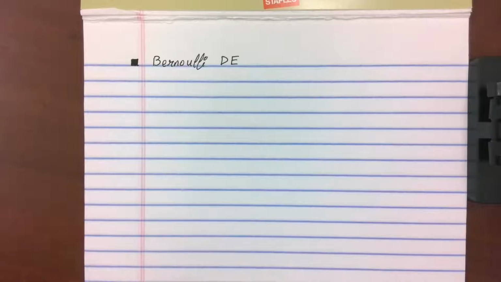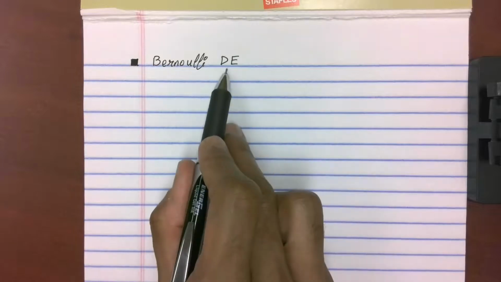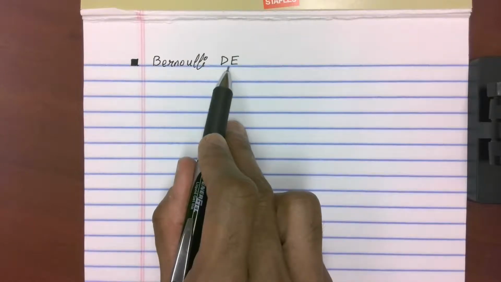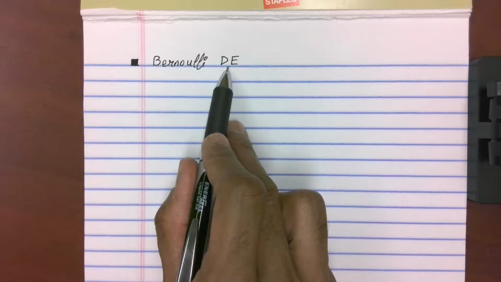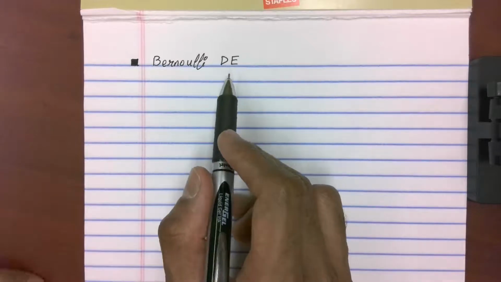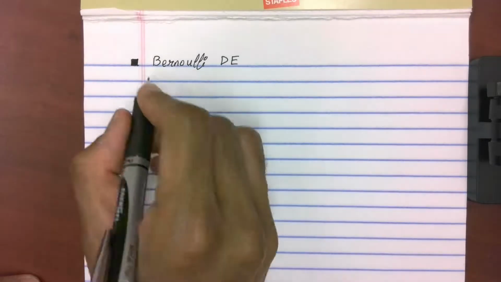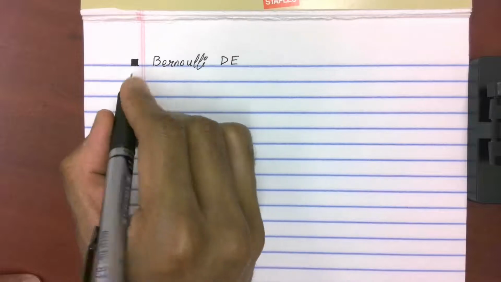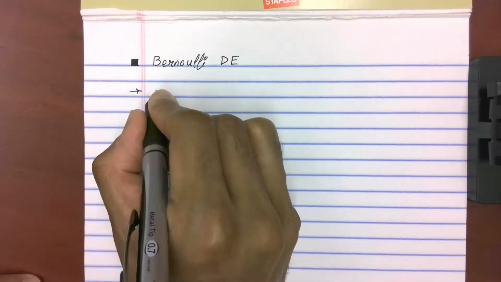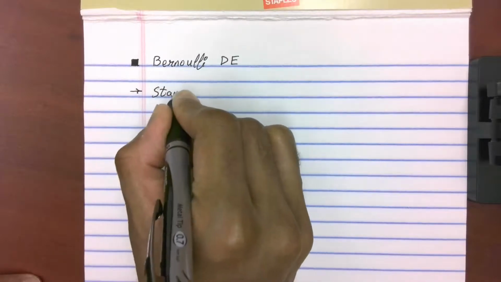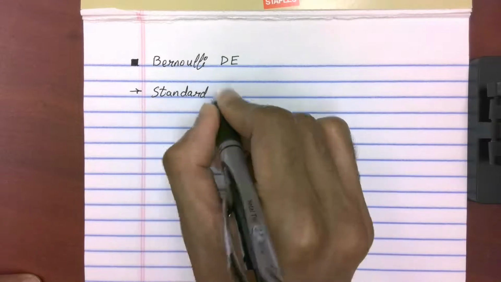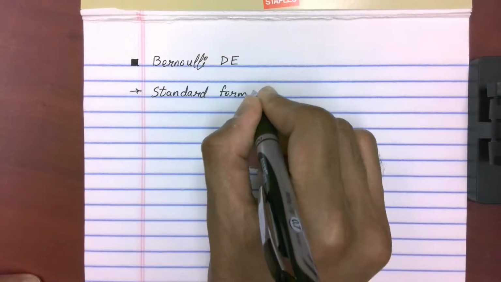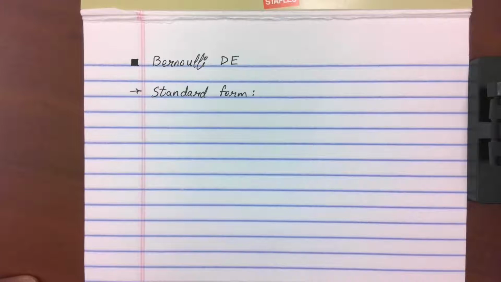Alright, so today we'll work with Bernoulli differential equations, and I'm abbreviating differential equations using the letters DE. So if you hear me say DE, I mean a differential equation. Now, first thing is to start with a standard form. A Bernoulli equation has a standard form, which is slightly similar to the standard form of a first order linear differential equation.